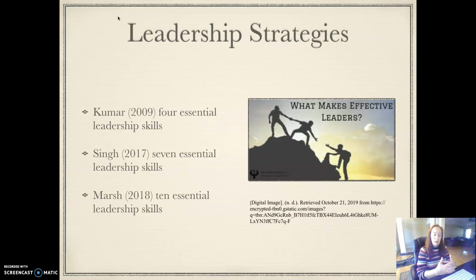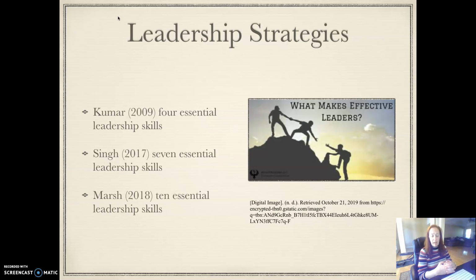The 4 that Kumar recognized are motivating and inspiring, team building, negotiating and communicating, and listening and influencing. Singh recognizes 7 essential skills, and they are communicating, sharing a vision, team management, delegation, creativity, honesty, and focus. Marsh recognizes these 10 leadership strategies: communication, sharing a vision, a positive attitude, integrity, competence, cool, calm, and collected, a problem solver, a team builder, delegation, and decision making.